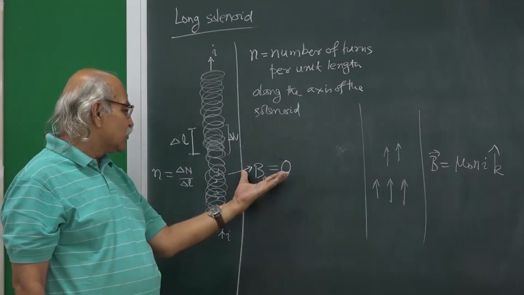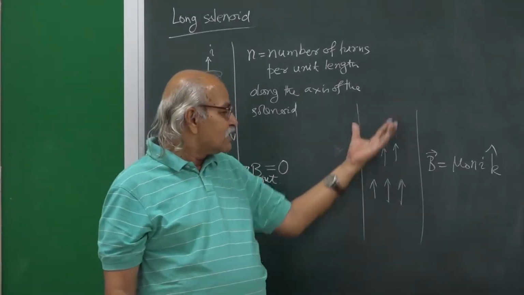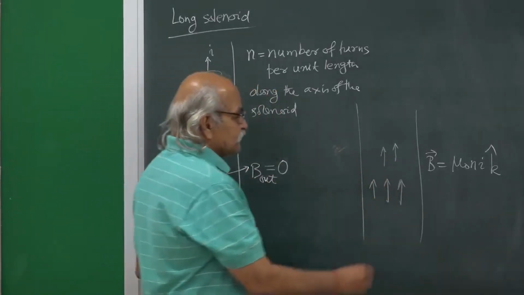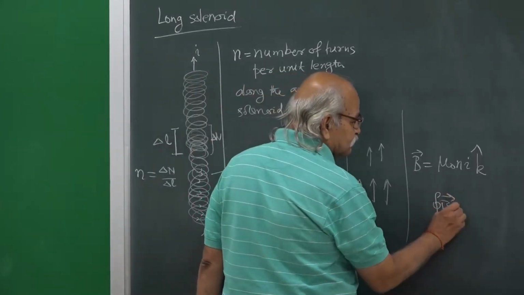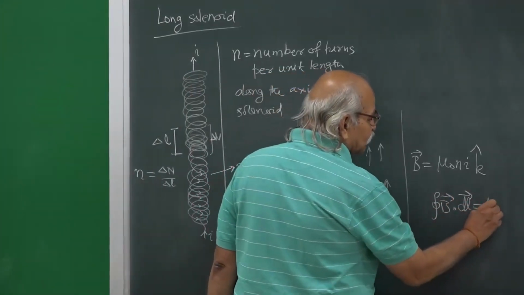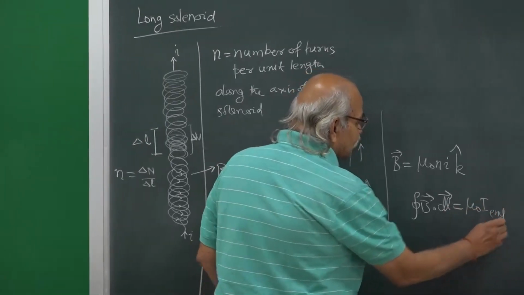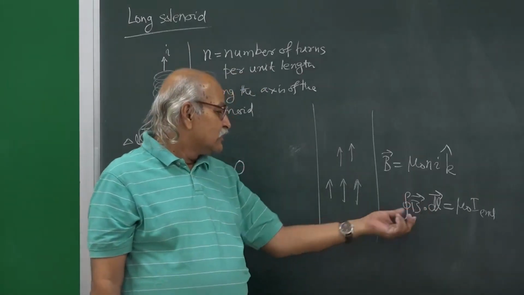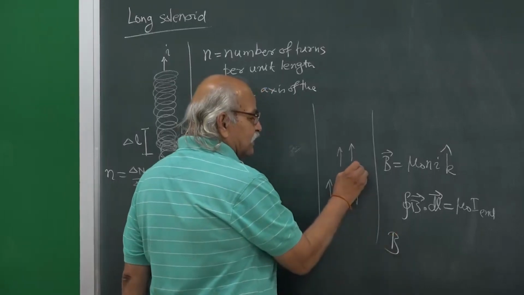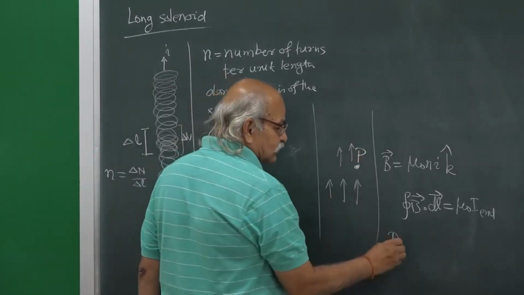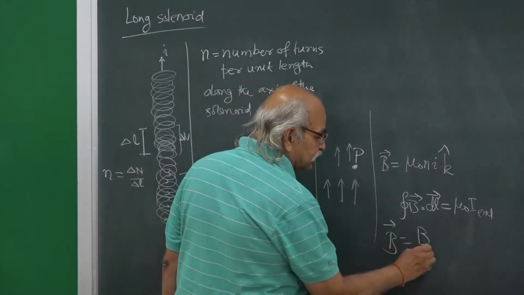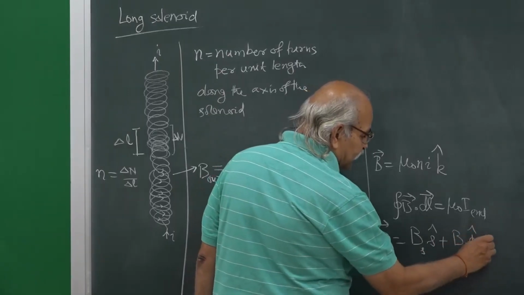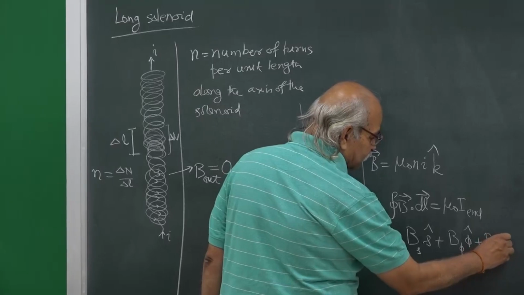So outside we will take it to be 0, and inside the first task is to find the direction of the magnetic field, because if we want to use the integral of B dot dl equal to mu naught times I enclosed, to evaluate this integration I need the direction. Suppose I have a point here and I need the magnetic field here. So B can be written as B_s s cap, plus B_phi phi cap, plus B_z z cap.